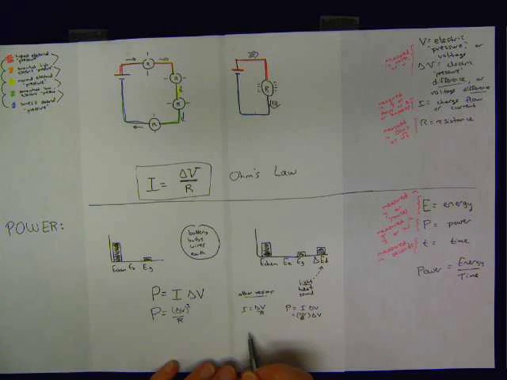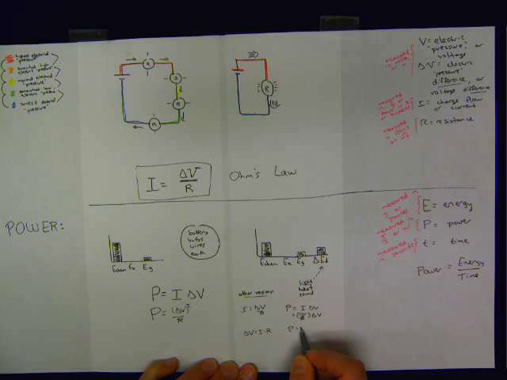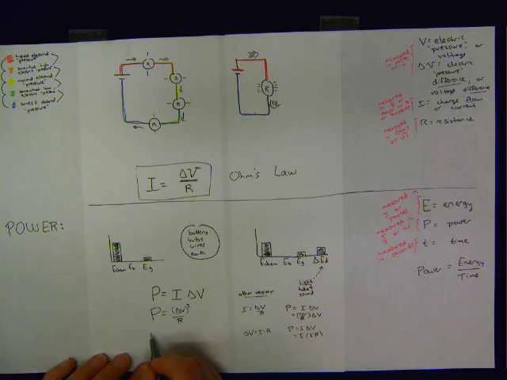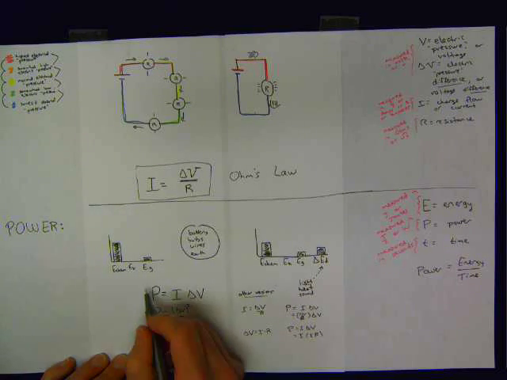There's another version I could do too, because if I is delta V over R, I could also write delta V as I times R, and I can sub that into my original power equation too. I'll substitute I times R for delta V, and then I get my third version, which is I squared times R. Those are all good for circuits.